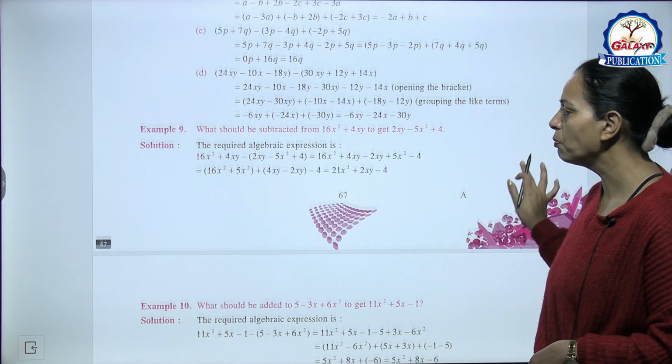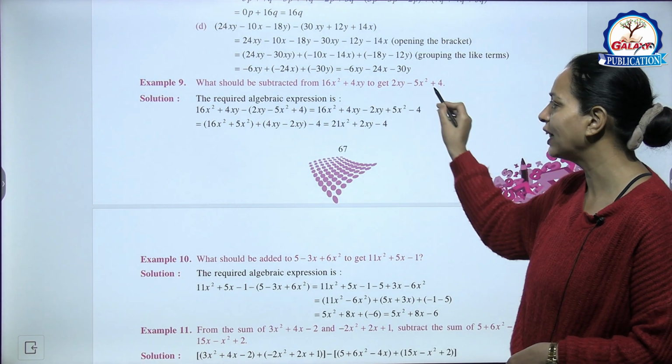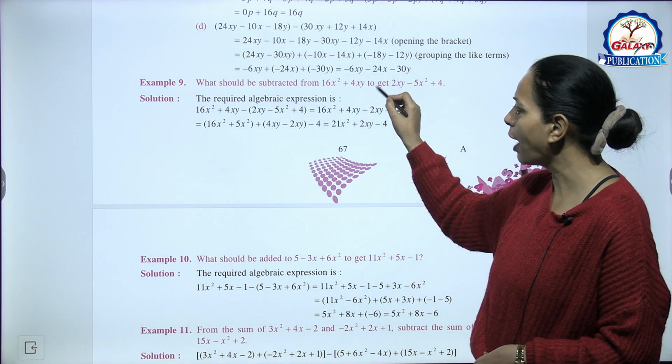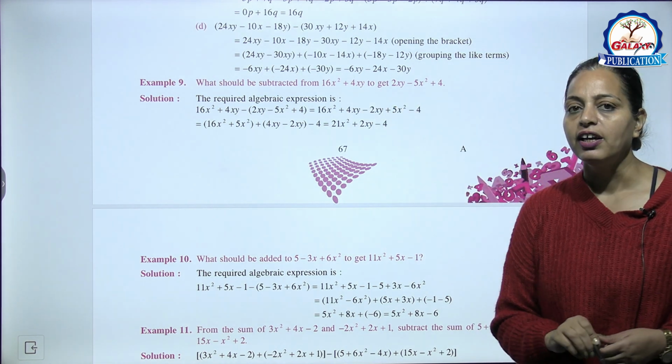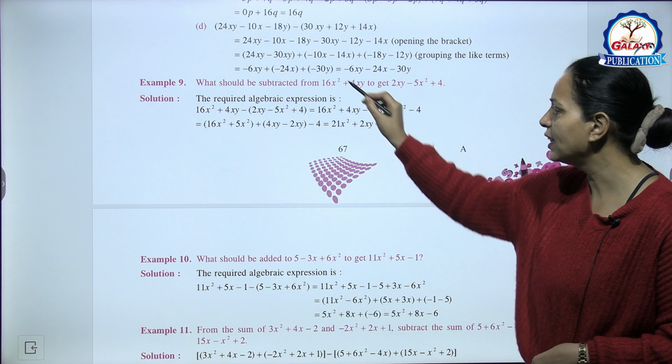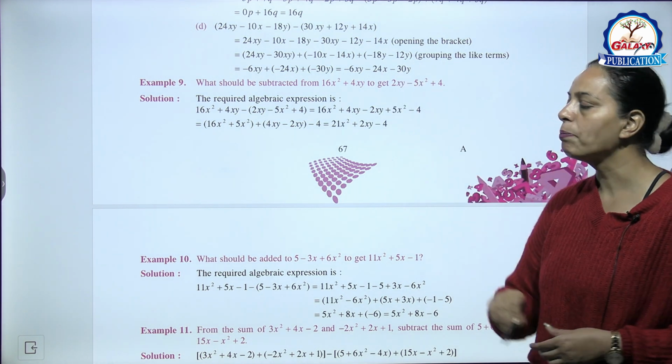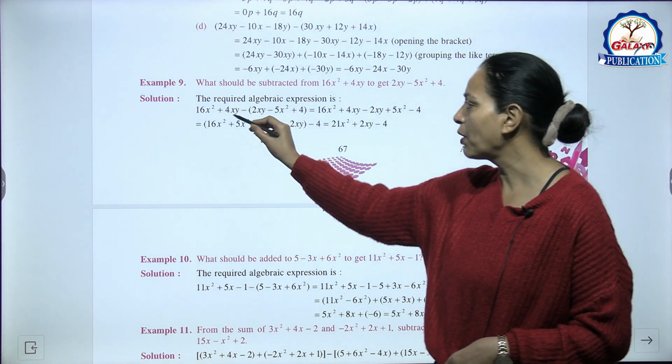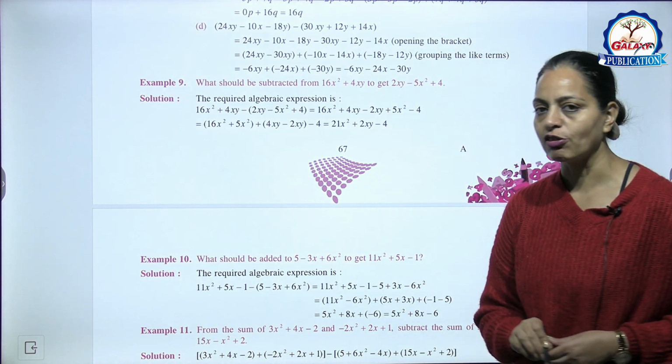Example 9, what should be subtracted from this to get this? इस एक्सप्रेशन में हम क्या माइनस करें कि ये आ जाए, यानी हम क्या करेंगे, इस एक्सप्रेशन में से इसको माइनस कर देंगे. So subtract, so you are getting this one, right?